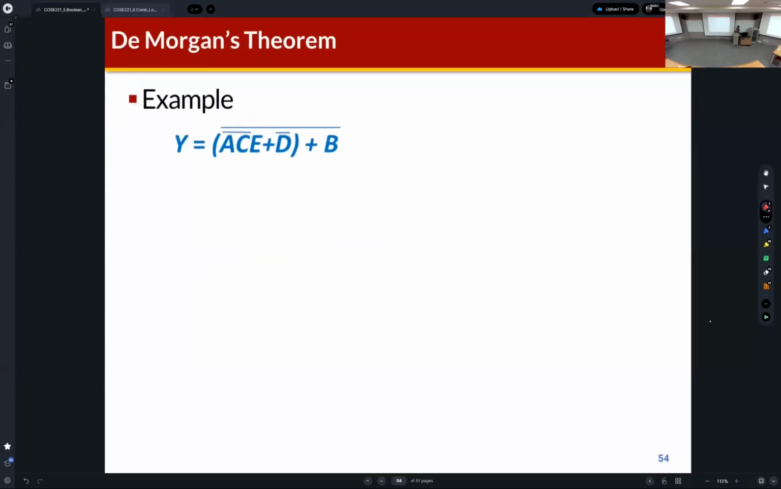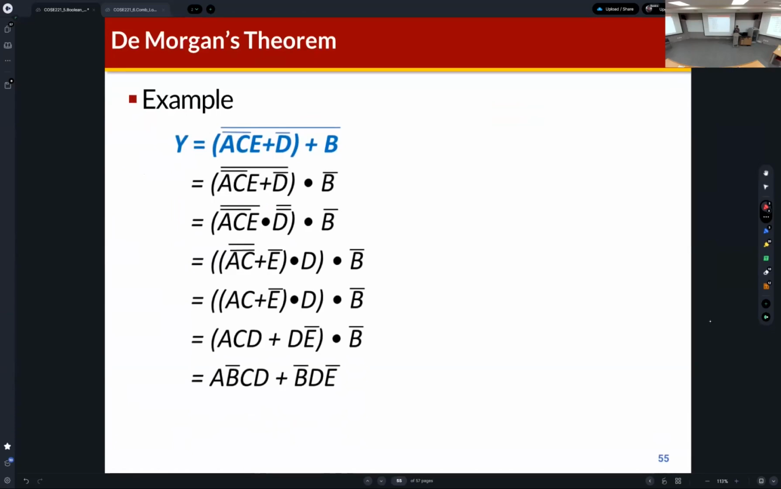And then this is another example. You can also apply the same rules to the De Morgan theorem. Which means that we can apply the De Morgan theorem and rewrite this Boolean equation, like this.